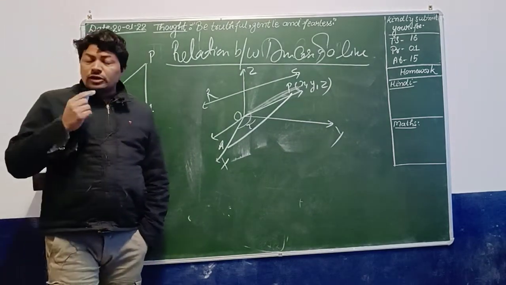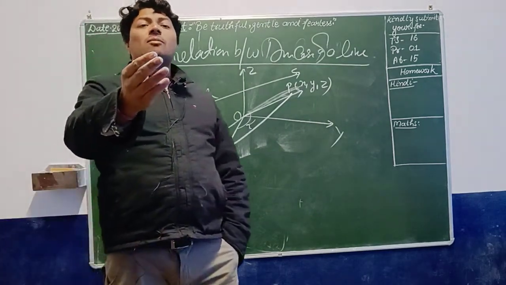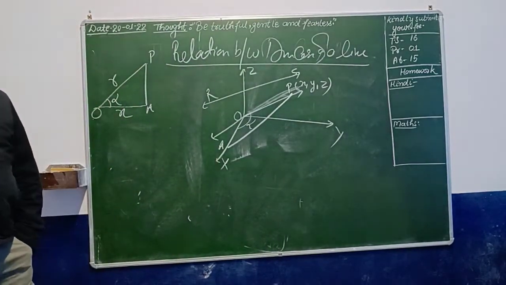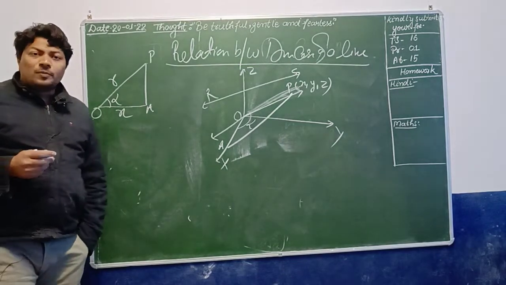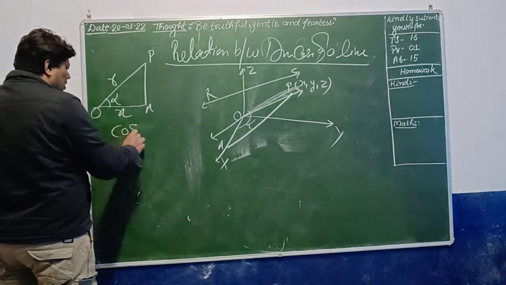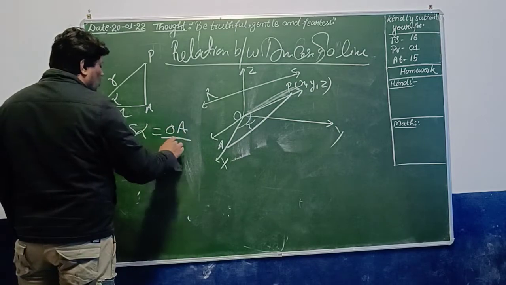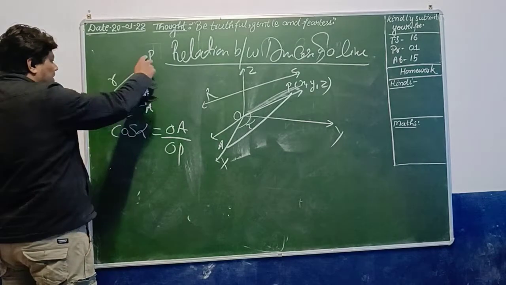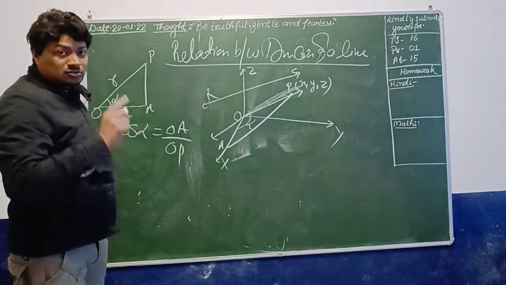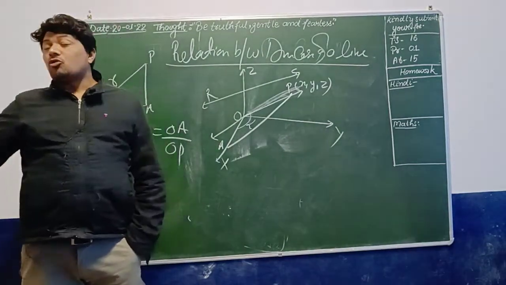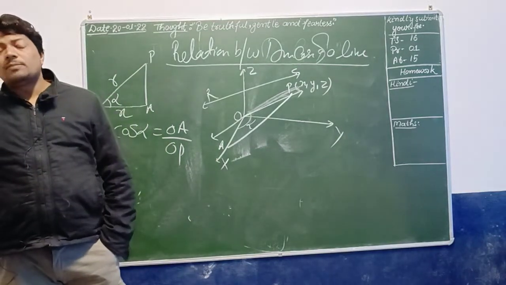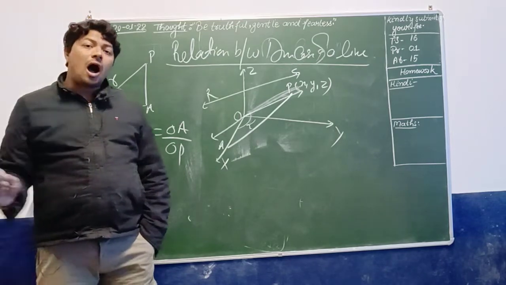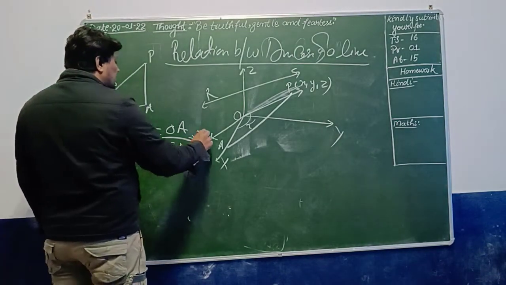If OP equals R, then you can talk about cos alpha. This angle, cos alpha, is OA upon OP. Clear? Cos alpha is equal to OA upon OP, the same thing here: base divided by hypotenuse. And everybody knows OA equals X and OP equals R. So it will be equal to X upon R.